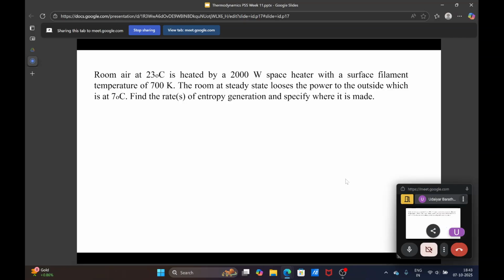So next question, we have room air at 23 degrees Celsius heated by a 2000 watt space heater with a surface filament temperature of 700 Kelvin. The room at steady state loses the power to the outside, which is at 7 degrees Celsius. Find the rate of entropy generation and specify where it is made.